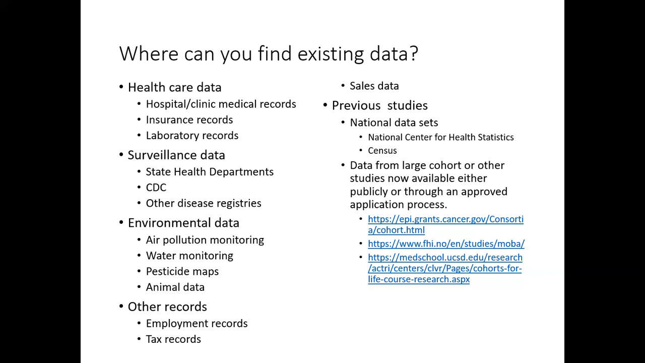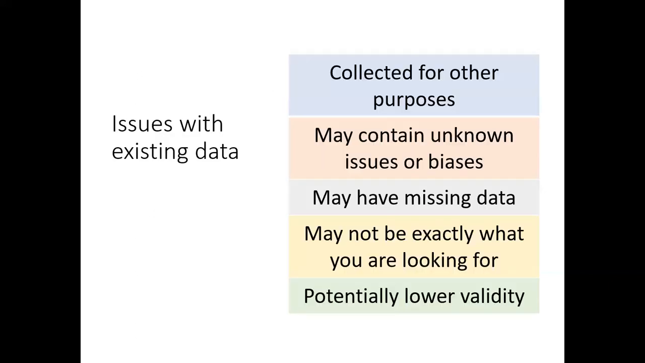Or you can also get data from previous studies. So there's a lot of data through the National Center for Health Statistics, surveys from the census or from other large cohort studies. And these can be available to use in additional studies. So this is one way of getting data. You still have to make sure that that's valid and reliable data from your original source. So there's issues with that.